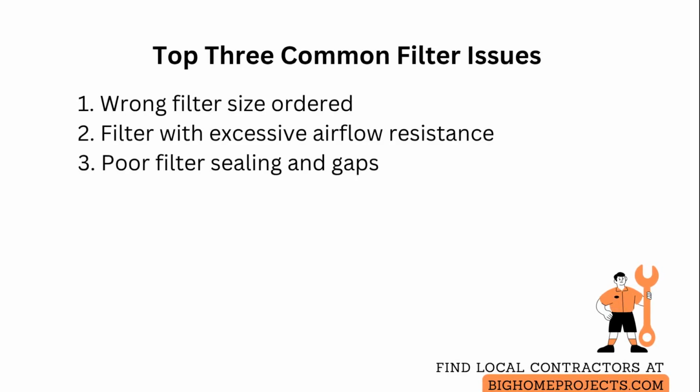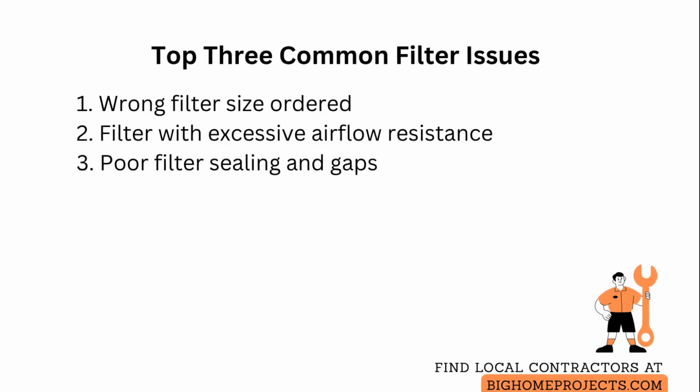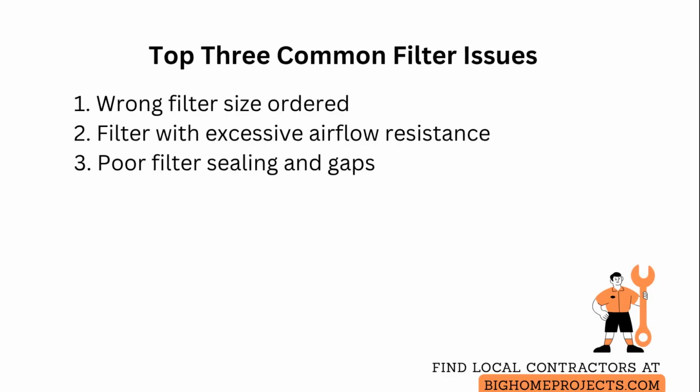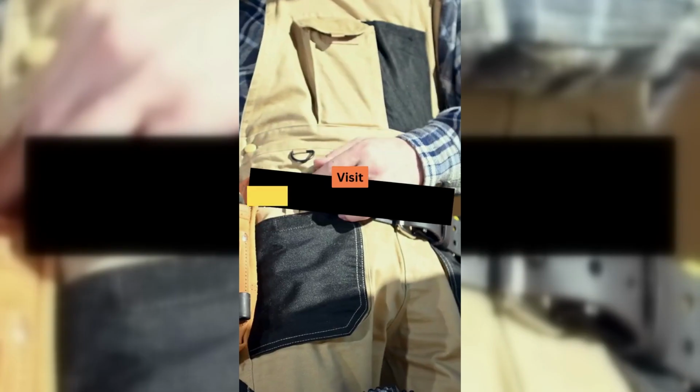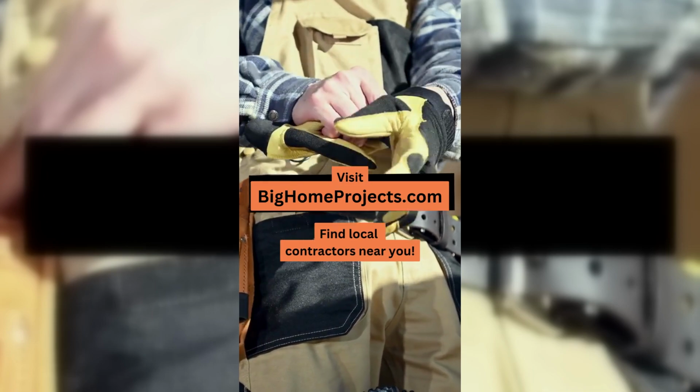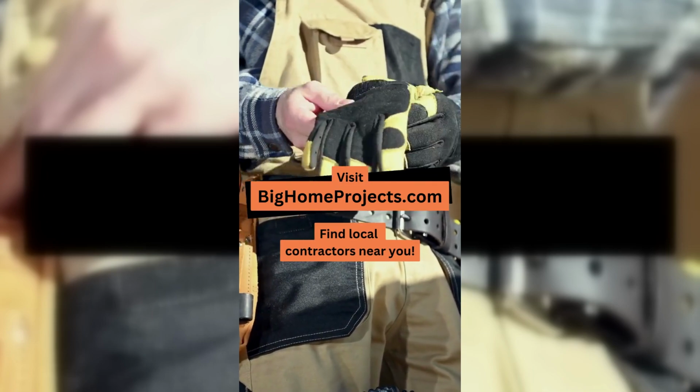A third problem is poor sealing, where filters sit loose or panels do not close. Replace or repair cabinet gaskets and ensure retention clips or screws are tightened so the filter faces the blower with no visible gaps.